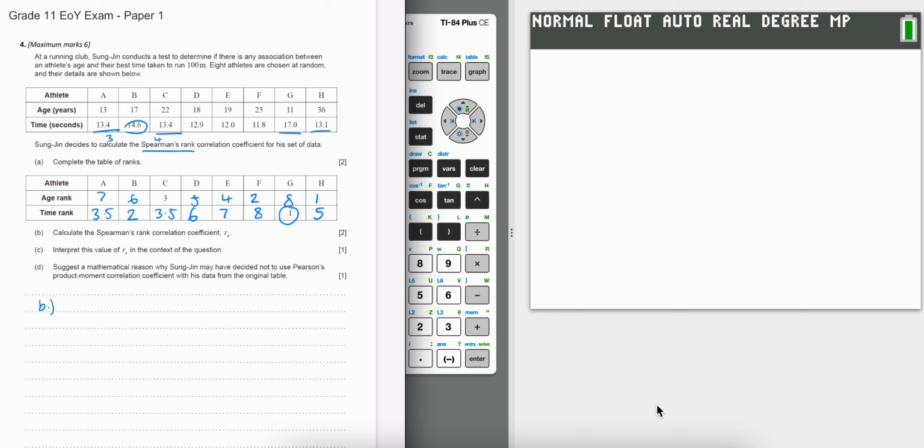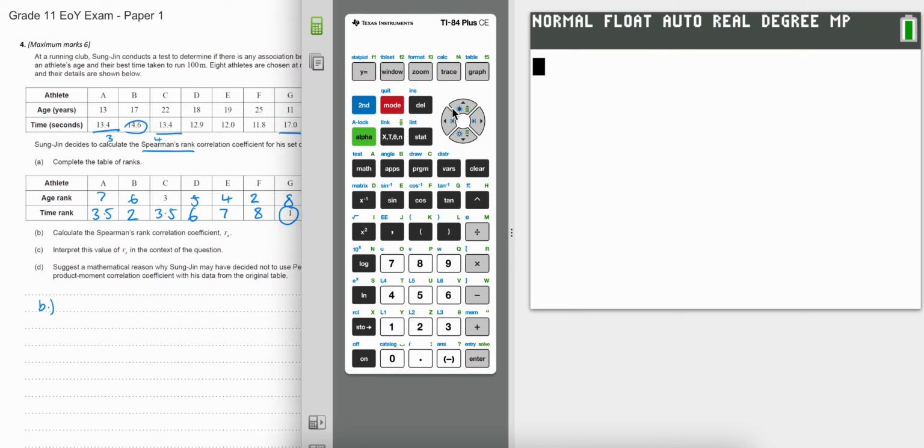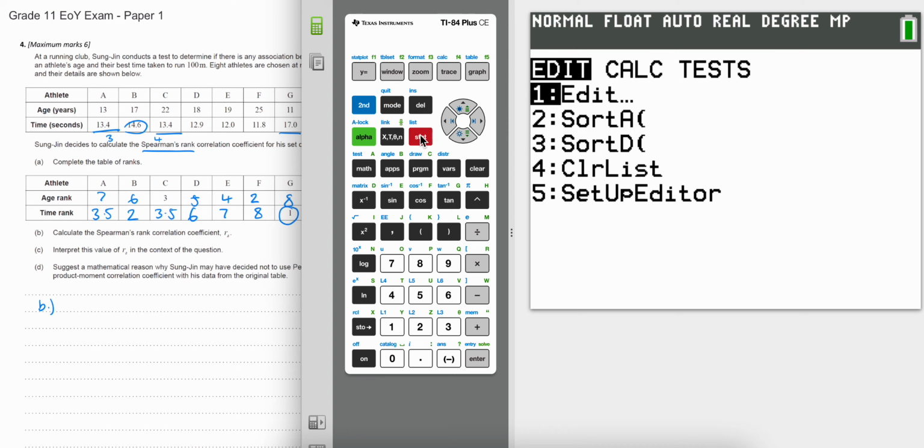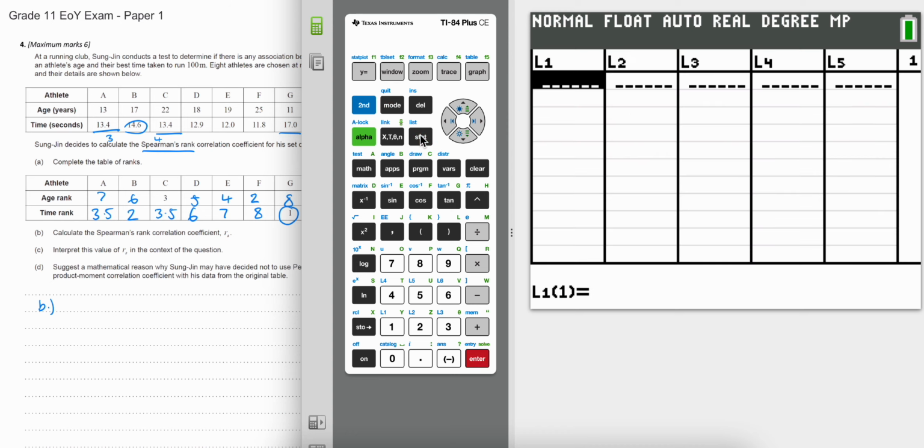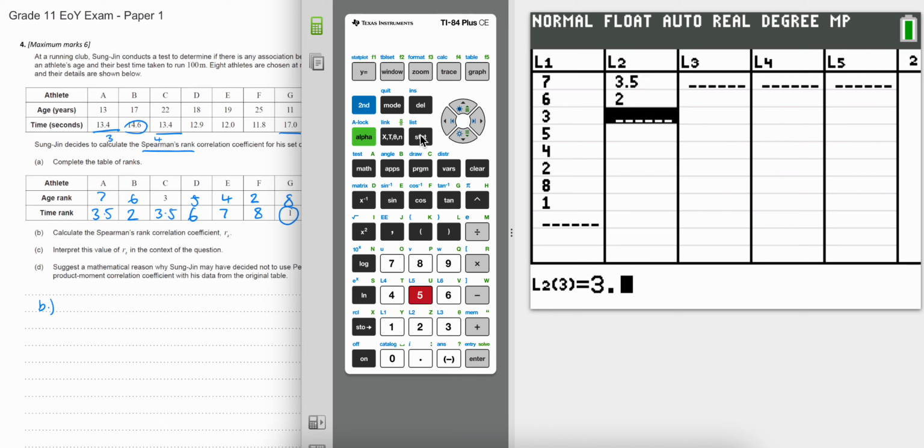And then part B asks me to find the correlation coefficient, which is rs. So to do this, I need to go to my calculator, my TI-84, and I'm going to go into statistics and I'm going to edit the list of data. So the first one, I'm just typing in the ranks, is 7, 6, 3, 5, 4, 2, 8, and 1. And then the second category of data is 3.5, 2, 3.5. So again, I'm just typing in my ranks.